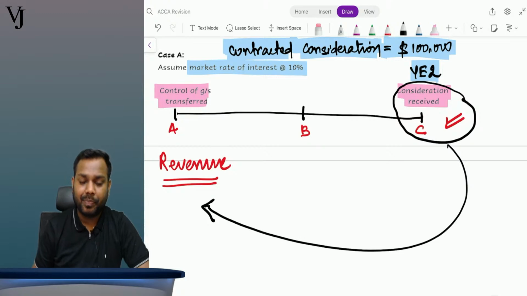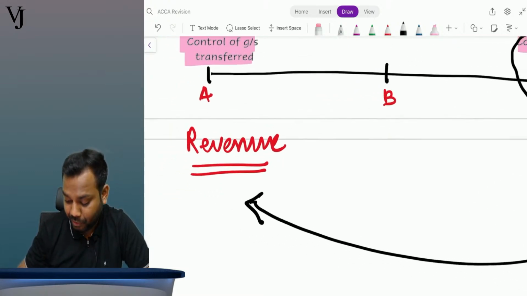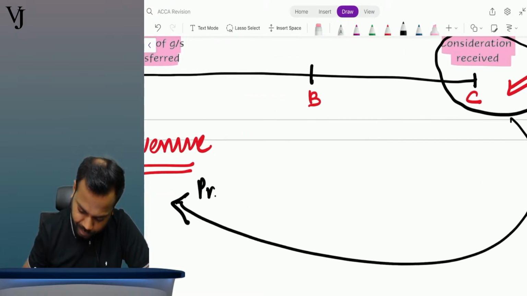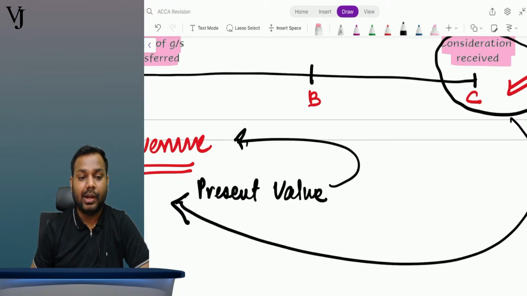And what is it called as? What is the value of this consideration on this date called as? Present value. Very good. So the present value of this consideration I will recognize as my revenue.